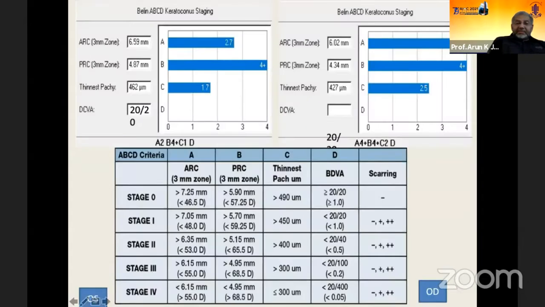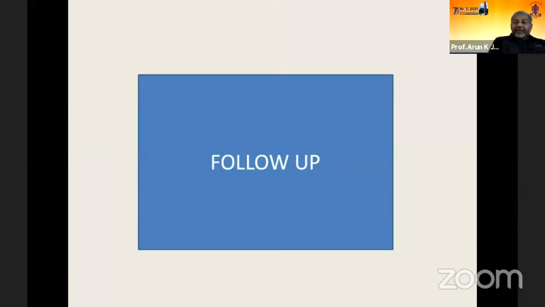And this is just to highlight how we can classify the keratoconus based on this ABCD map. In this case, it was grade 4 because of the anterior and posterior curvature and corneal thickness less than 300. And it is very important to follow up a case of keratoconus suspect.